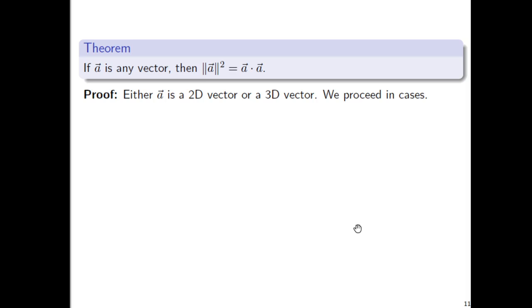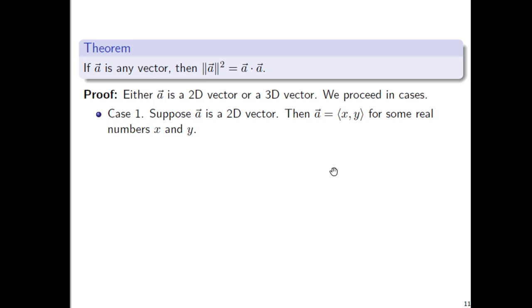Even if you haven't taken a class on proofs, I think this one's fairly okay to follow along. So let's go ahead and prove this. If a is any vector, for all vectors, we just pick a vector arbitrarily. The reader of the proof picks a vector of their choice. Either you have a 2D vector or a 3D vector. We'll just do the two cases. They're technically different, but morally they're the same. Suppose first that a is a 2D vector. That means there exist real numbers x and y such that the vector a is equal to ⟨x, y⟩.